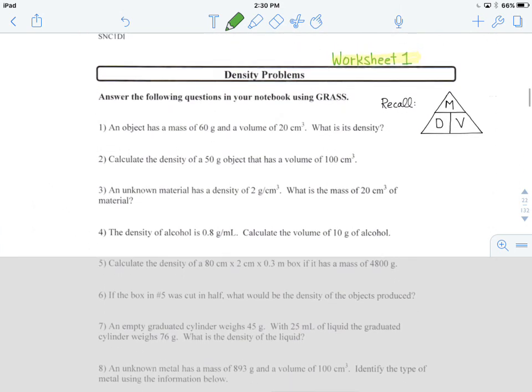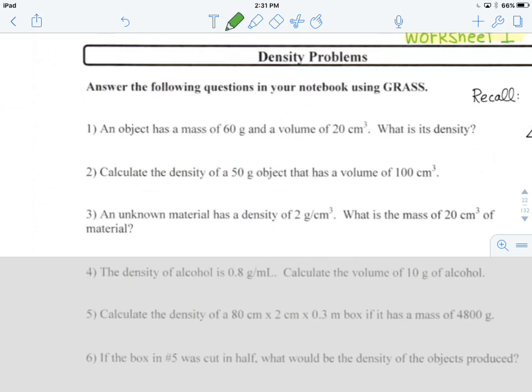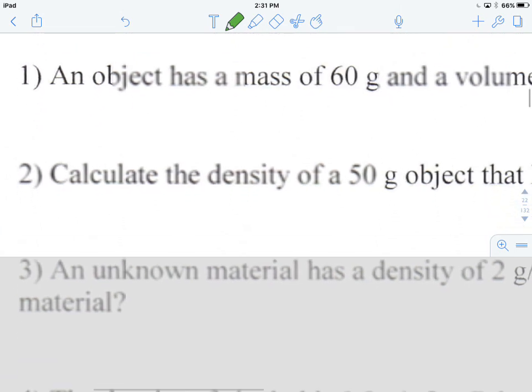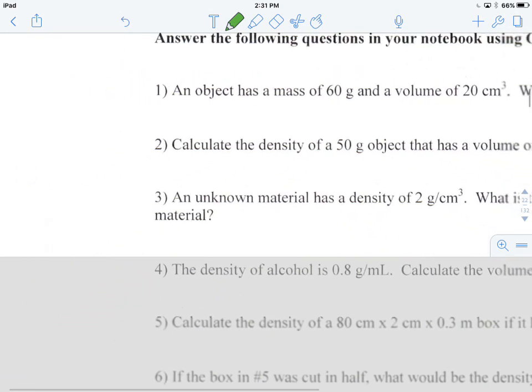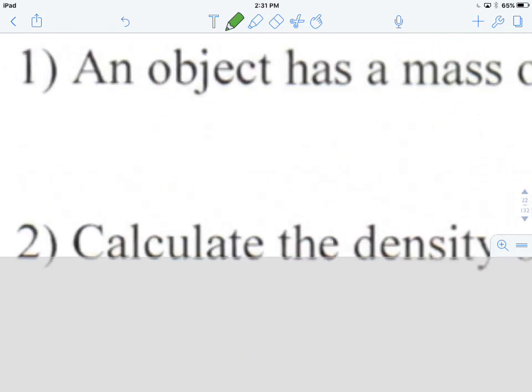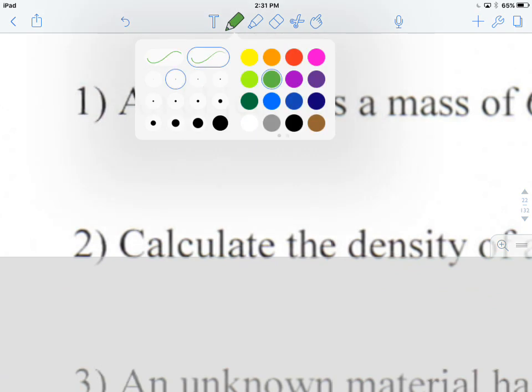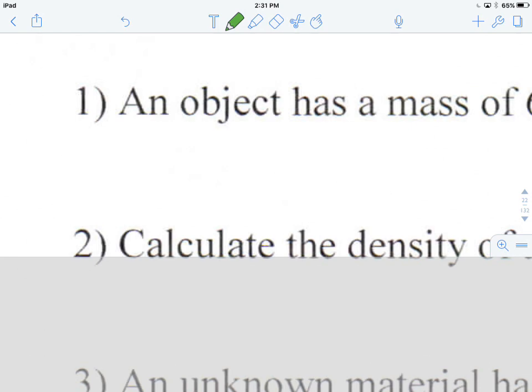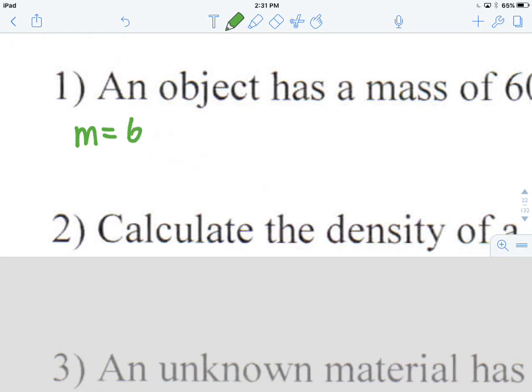So here's worksheet number 1, and I could do one of these for you as an example, and I'll do that almost right away. Let's do number 1, and this is going to be your example, and then we'll do the rest of these. An object has a mass of 60 grams and a volume of 20 centimeters cubed. What is its density? The way we're going to solve this, I'm going to zoom in, and I'm going to use a very fine pen. So we know that the mass of this object is equal to 60 grams. And we know that it has a volume of 20 centimeters cubed.